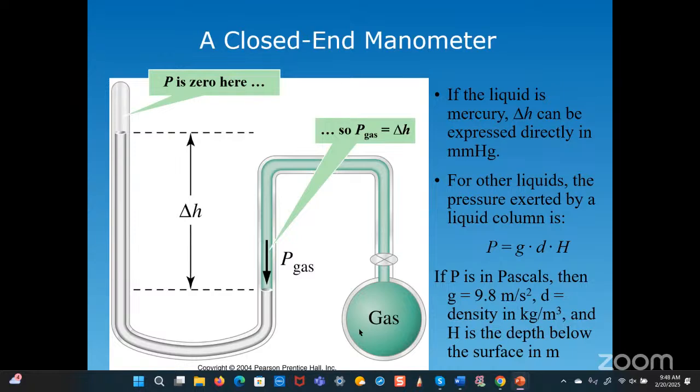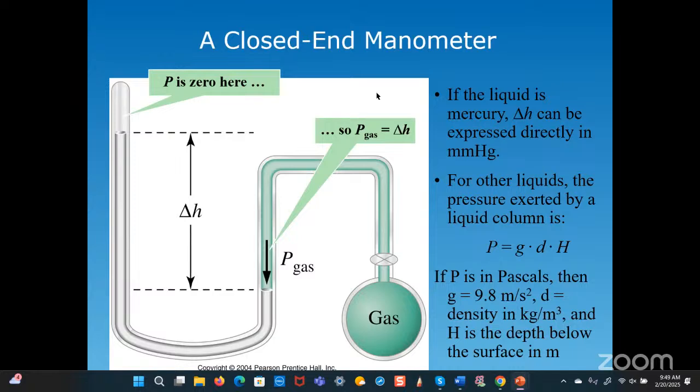Now, going back to this diagram right here, what this is saying is that the pressure exerted by the gas here will be equal to the pressure exerted by the column on the point here, which is exactly at the same level as the mercury level on this side. So if you draw a line here and you imagine something being here, then the pressure exerted by the column of mercury would be equal to delta h in millimeters of mercury, or if you want to calculate it in pascals, it's going to be equal to this. So that's basically how the closed end manometer works.